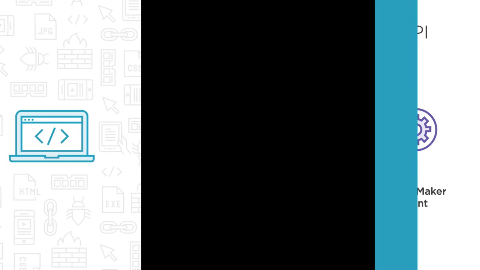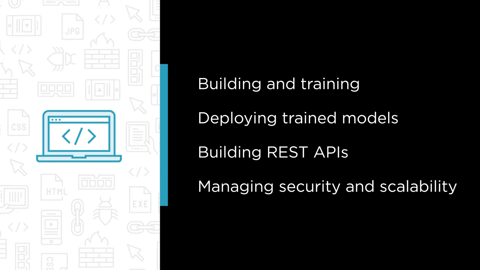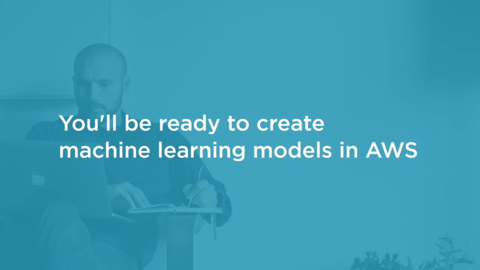Some of the major topics that we will cover include building and training machine learning models in AWS SageMaker, deploying trained models to AWS SageMaker hosting services, building REST APIs for integrating deployed models with external applications, using AWS API Gateway and AWS Lambda, managing security and scalability in AWS SageMaker. By the end of this course, you'll be ready to create machine learning models in AWS SageMaker for your own use cases, so you can integrate them with your own applications.